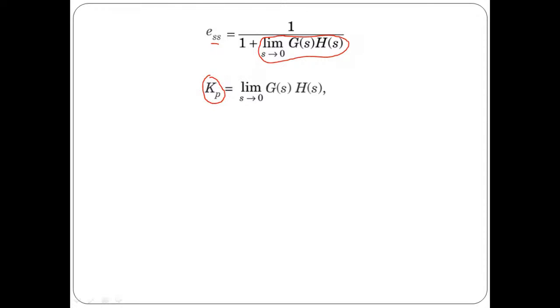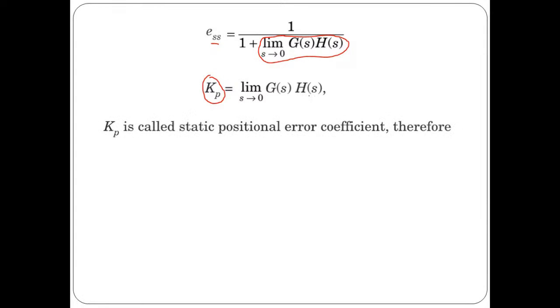So Kp is limit s tends to 0 of G(s) into H(s). So this is very important. This is called a static positional error coefficient, and hence the expression to calculate steady state error when the input excitation is unit step is given by this mathematical equation. ESS is nothing but 1 upon 1 plus Kp, where Kp is limit s tends to 0 of G(s) into H(s).